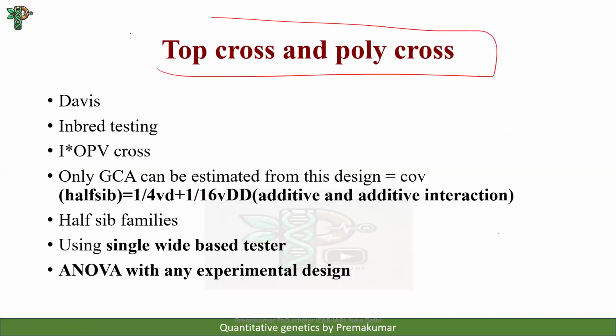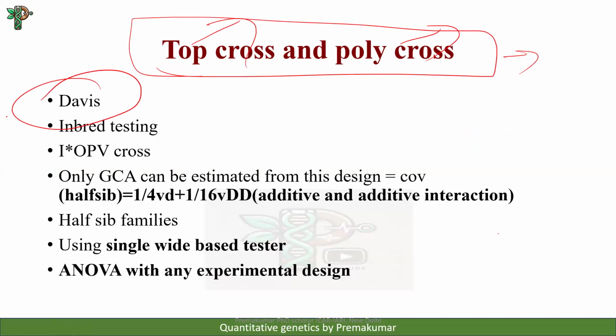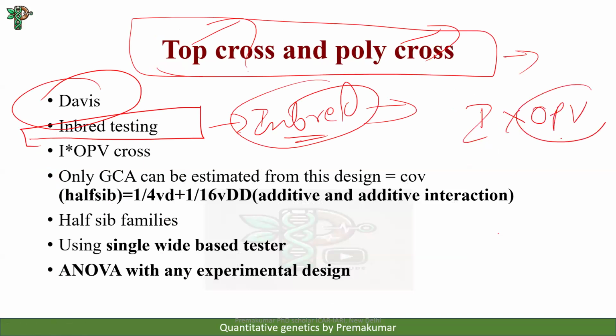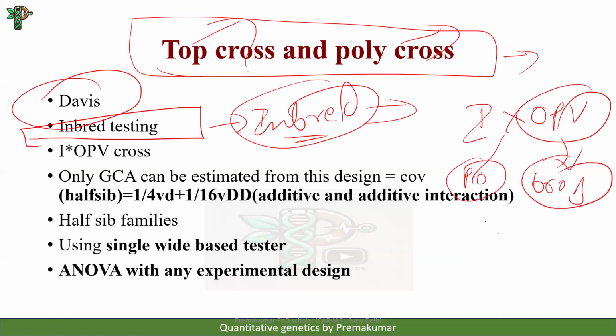The first design, as I told, is the first degree design, the top cross and polycross designs. It was developed by the scientist Davis. It is used for testing inbred lines, to find which is the better inbred. Top cross means crossing an inbred with an open pollinated variety, a broad genetic base open pollinated variety, so that we get progeny. We evaluate the progeny to assess the worth of the inbred.